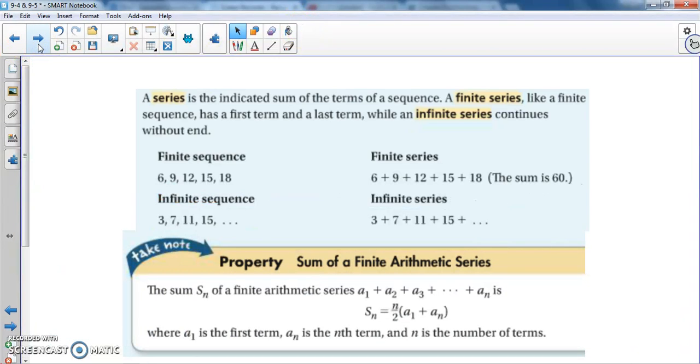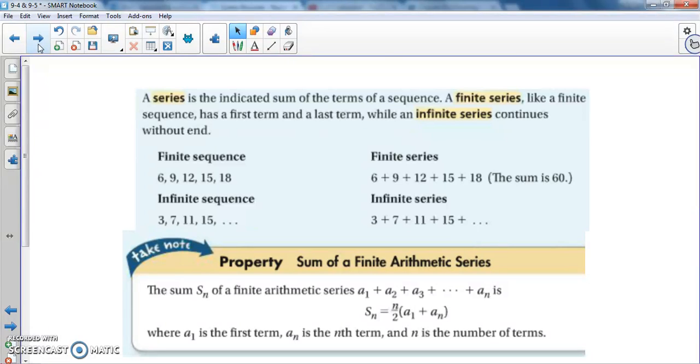1. What is a series? A series is the indicated sum of the terms of a sequence. A finite series, like a finite sequence, has a first term and a last term. So finite means that it is ending, while an infinite series continues without end.